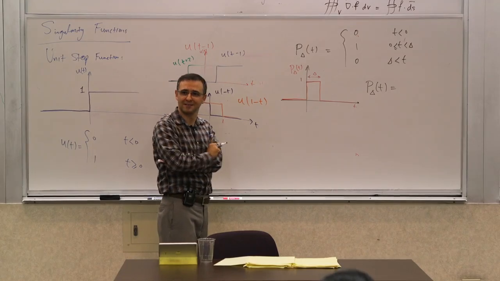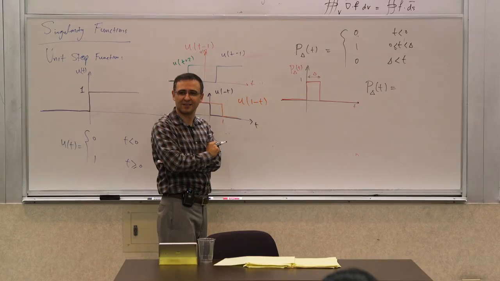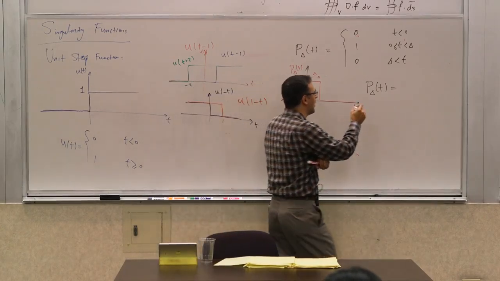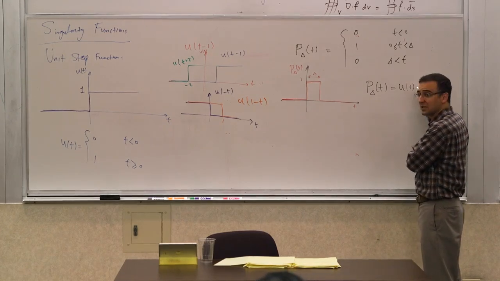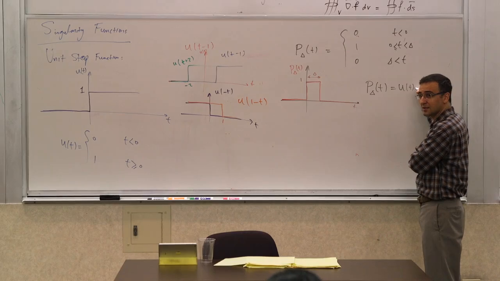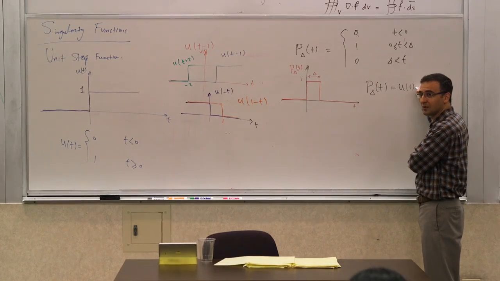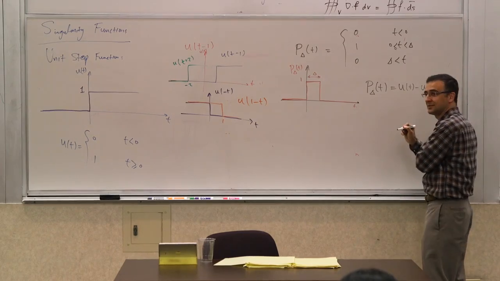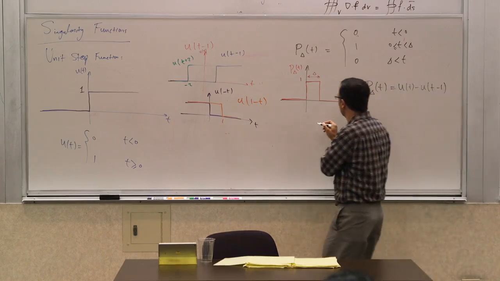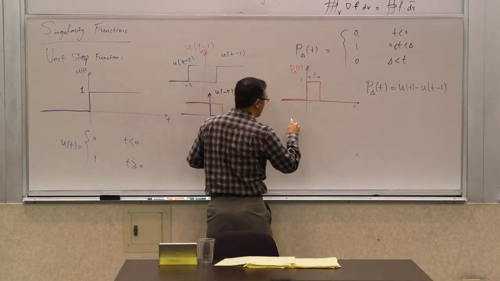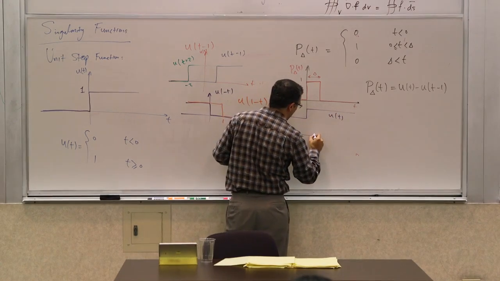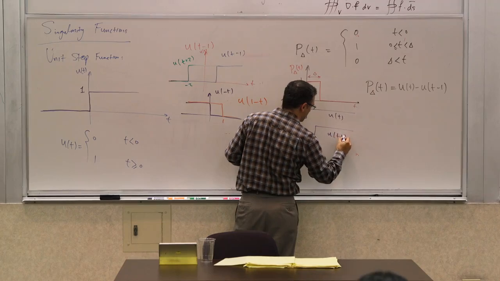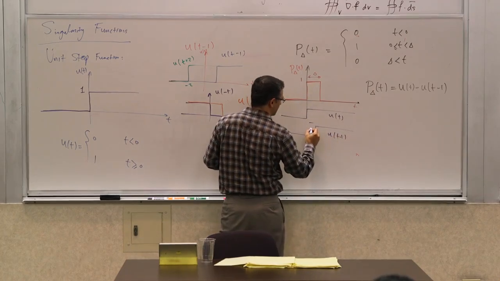Anybody? Yes. So say again, u of t, minus u of t minus 1, right? Think about it. Again visually, this is u of t, right? This is u of t minus 1. This minus that gives you what?